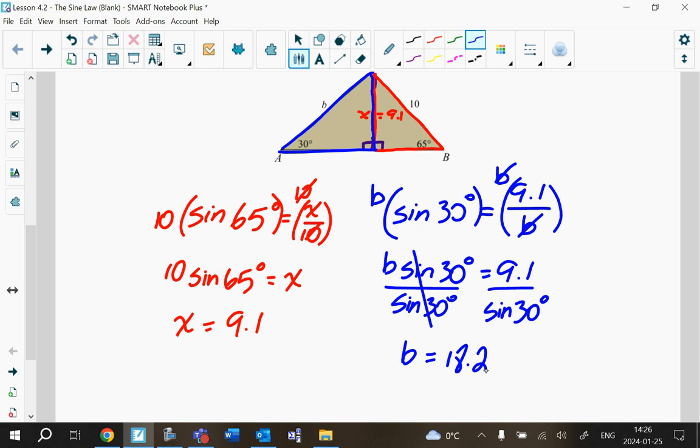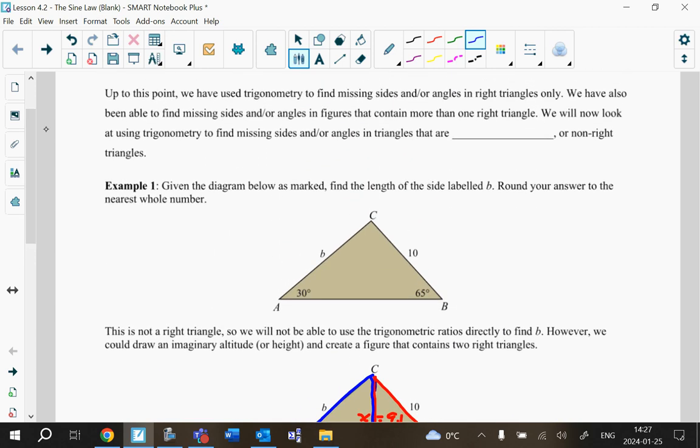So it is possible to use right triangle trig to find missing sides and angles in non-right triangles. It's just that we're going to have to do trig more than once. Right? So in this case, we had to do sine twice. And that allows us, and I'm just going to fill this in up top here, a fancy math word for non-right triangles are called oblique. Oblique triangles are non-right.